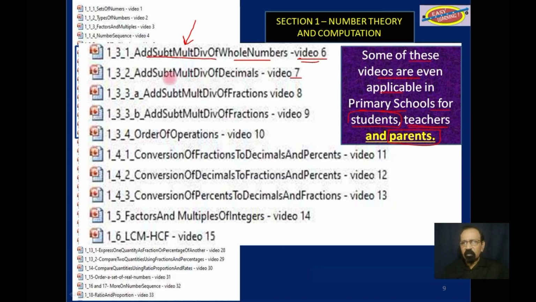And then video 7 says add and subtract and divide decimals. Video 7, that's work done in grade 4. Video 8, add and subtract fractions, and video 9, multiply and divide fractions, and so on. So most of the work in section 1 is actually done in primary schools. So students and teachers at the primary school level and parents of such children can find a lot of help here in the teaching and the learning of CSEC Math Section 1.